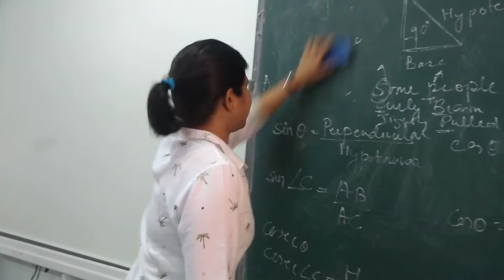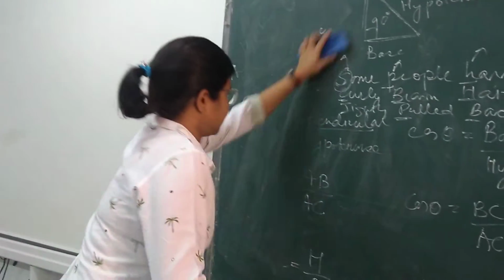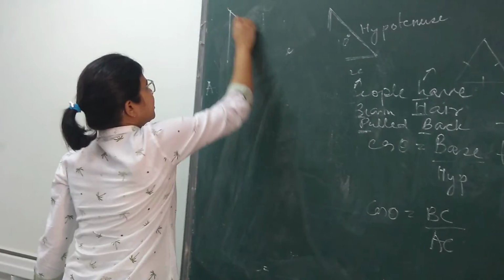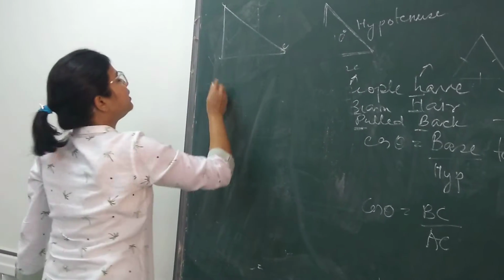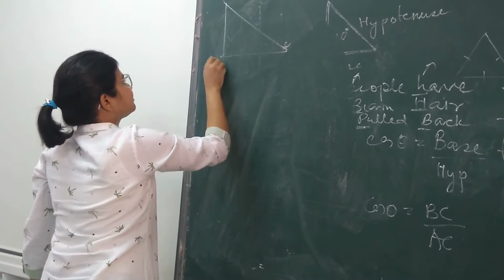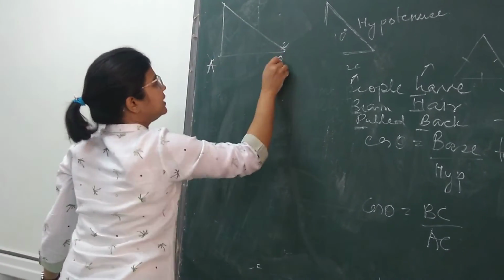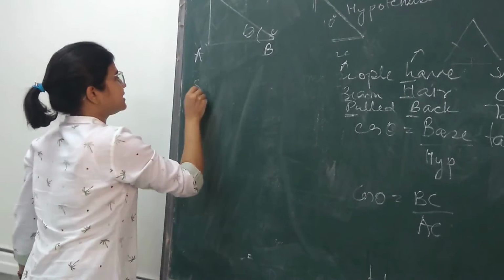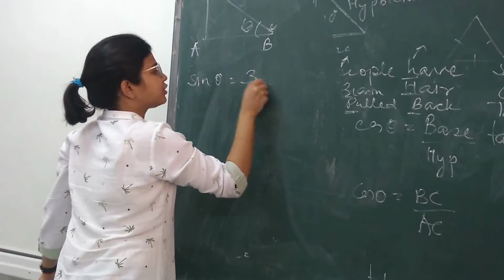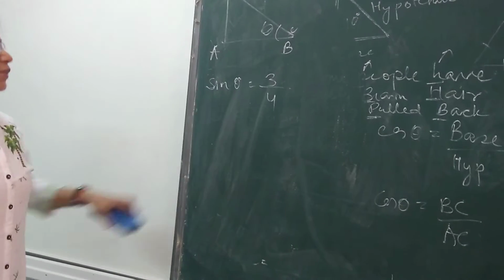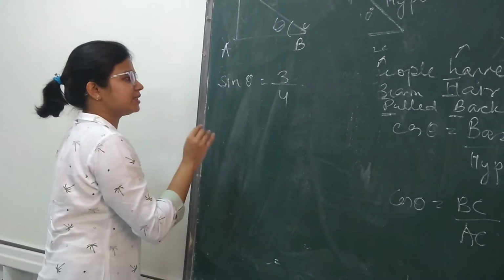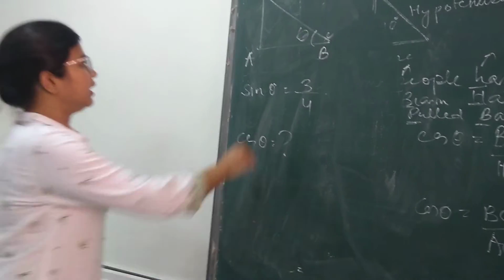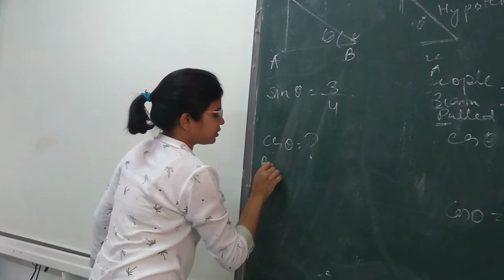We will take up one question now. Suppose we are given a triangle wherein this is your A, B, and C. This is your angle theta. And if I say sine theta is equal to 3 by 4, this is the question, and you have to find out what cos theta is. Then how will we solve it? We will first go by the Pythagoras theorem.